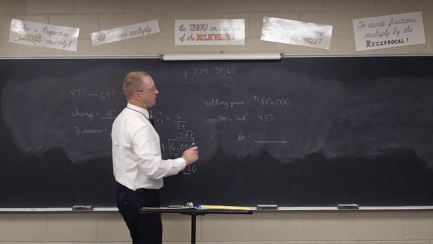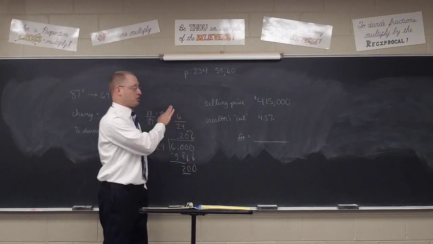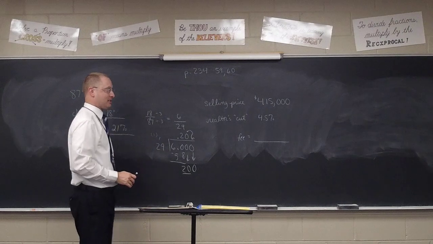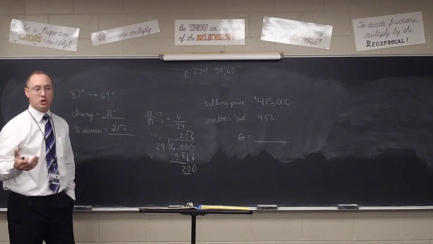They sold a house for $415,000. The realtor's commission rate is 4.5%. What do you suppose we should do, class?